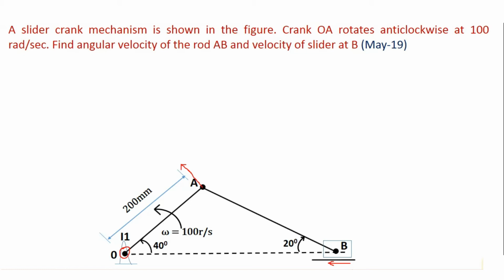Now, how to find ICR? ICR is located by drawing perpendiculars to the velocity. If this is the velocity of A, I will draw a perpendicular to it. This velocity is in horizontal direction, so the perpendicular to this will be in vertical direction. The point at which these two meet will be your ICR. As I have named the first ICR I1, I will name this ICR as I2. So you can see there are two links, hence there are two ICRs, I1 and I2.